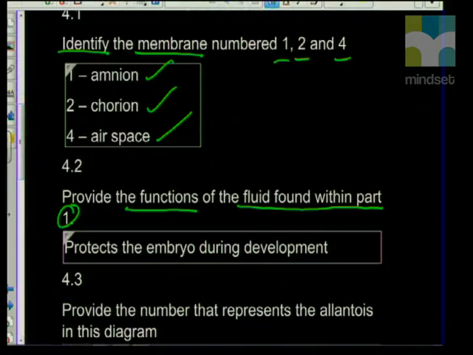It protects the embryo during the developmental stages. Very simple. It has to be there. I've known of people where the amniotic fluid is very low and the baby can get hurt. So that amniotic fluid is very, very important. Next one.